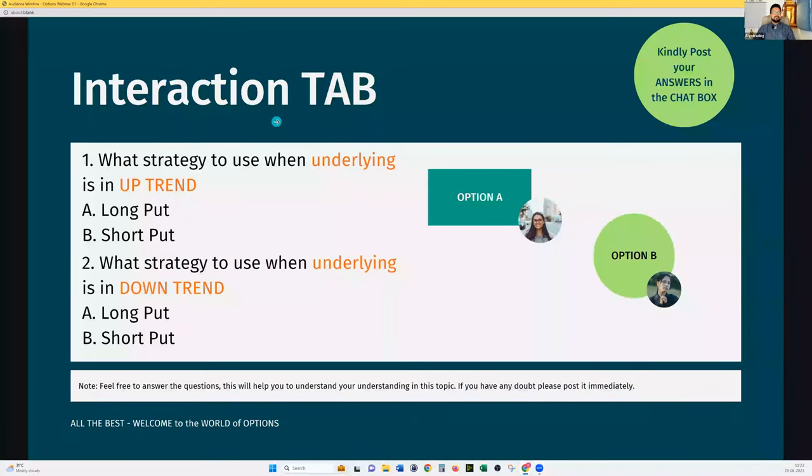Now we come to the interaction tab. What strategy do you use when the underlying is in an uptrend? What strategy will you be using when the underlying is in an uptrend? Superb. When the underlying is in an uptrend, we'll be using a short put. And what strategy do you use when the underlying is in a downtrend? Okay. The underlying is going to be in a downtrend. Okay, that's good. So it's going to be a long put.